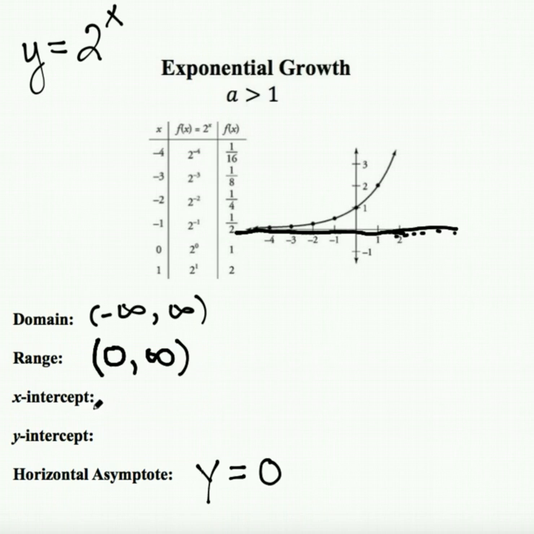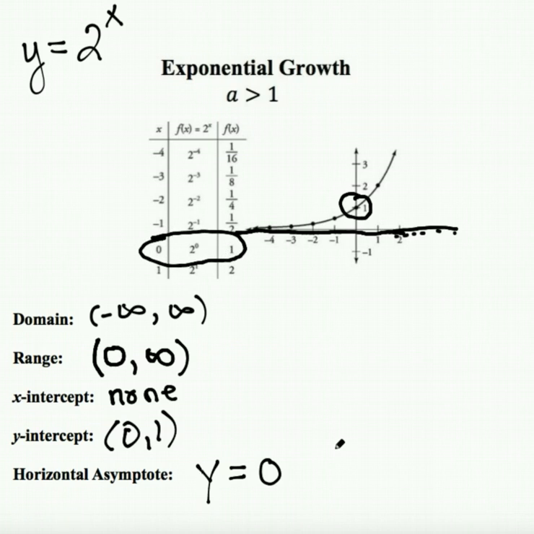X-intercept, where does it cross the x-axis? Well, we just said that the x-axis is the horizontal asymptote, so this graph does not have an x-intercept. Now, y-intercept, notice that the graph crosses at 1. So the y-intercept is 1, so (0, 1). And you can see here, when you plug 0 in, you get 1 out.